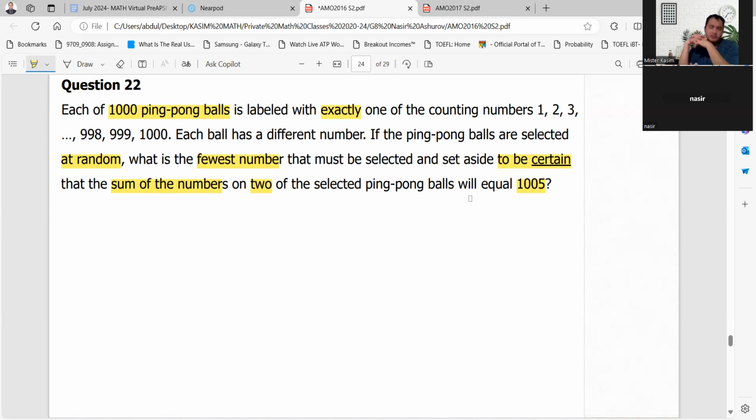Yes, Nasir, have you ever solved this kind of question before, similar to it? No, I think I might have, but I don't really understand it. You don't really understand it.